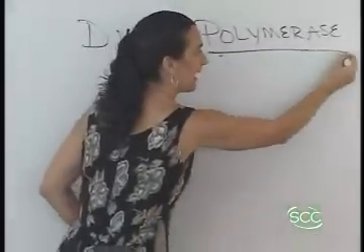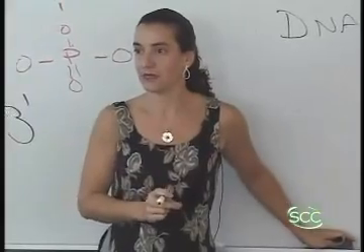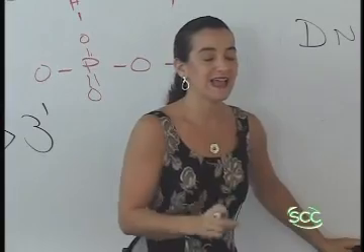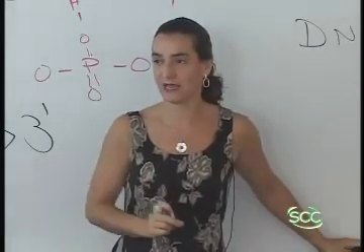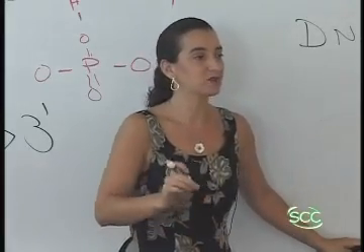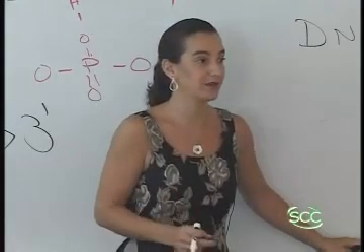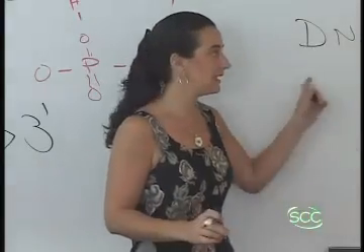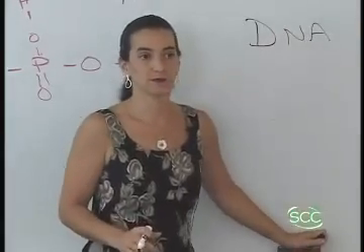Polymerase. ASE signifies an enzyme. DNA polymerase enzyme is the enzyme that attaches nucleotides to that growing DNA strand. It creates the polymer. It allows for that polymer to be created, to be synthesized, to be made, attaching one nucleotide after the next. DNA polymerase enzyme. Okay?